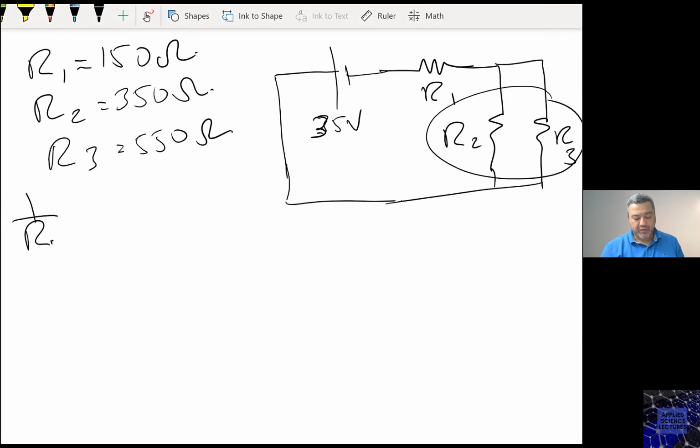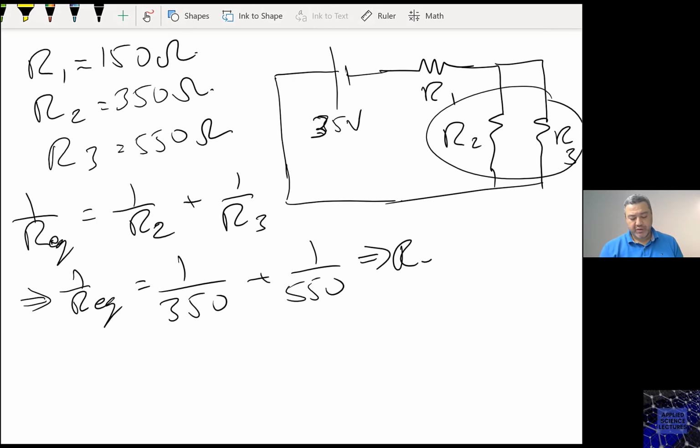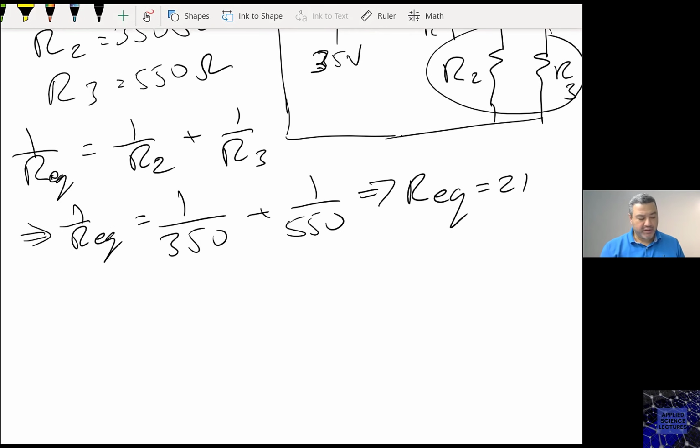So I have 1 over R equivalent equals 1 over R2 plus 1 over R3. So in this case, 1 over R equivalent equals 1 over 350 plus 1 over 550. Work out the equation. Our R equivalent would be 213.9 ohms.